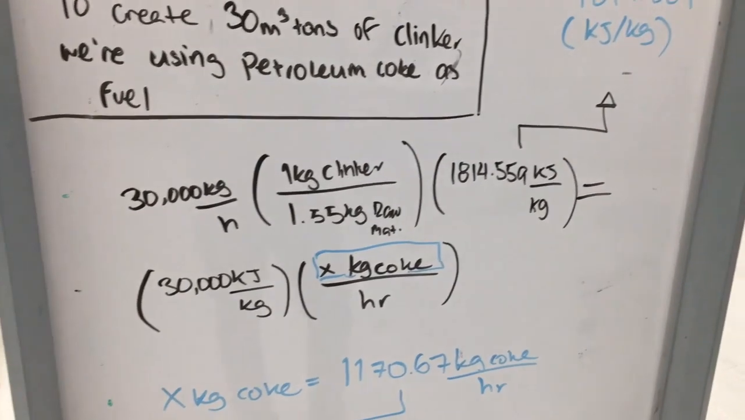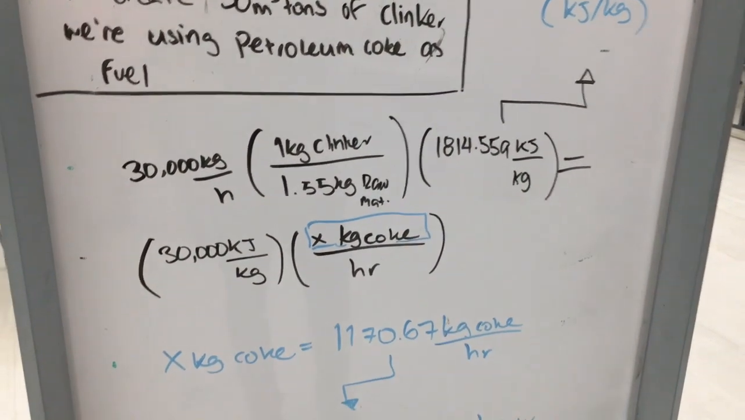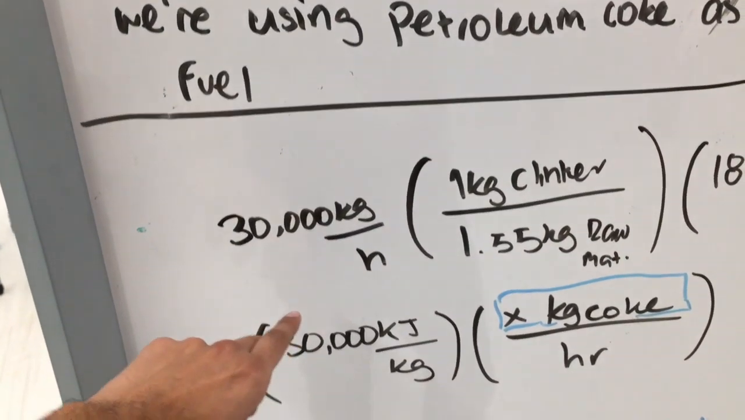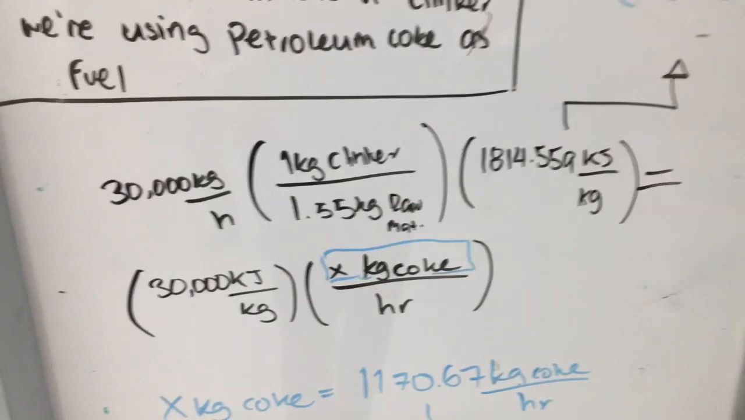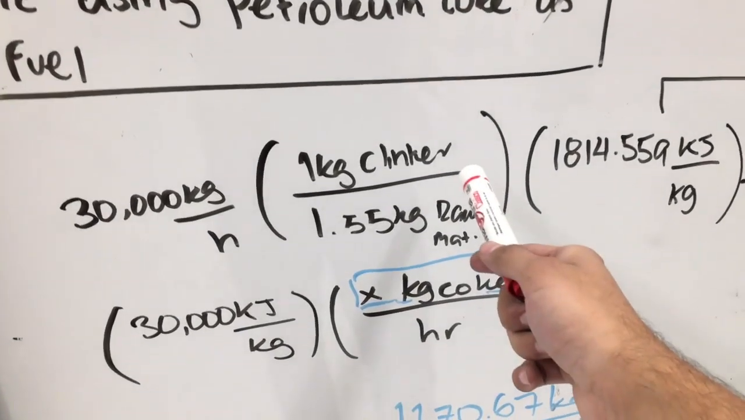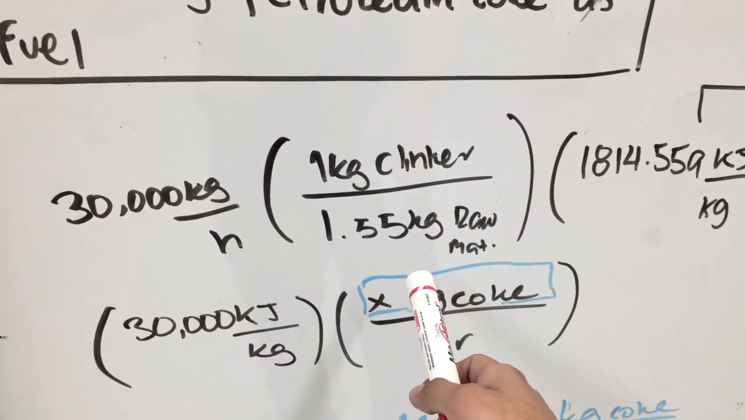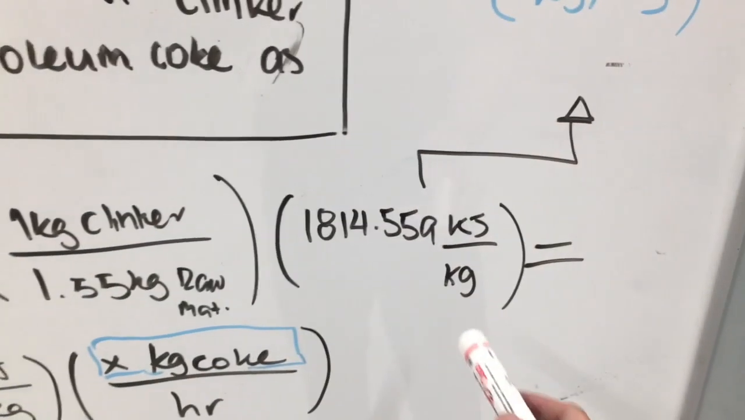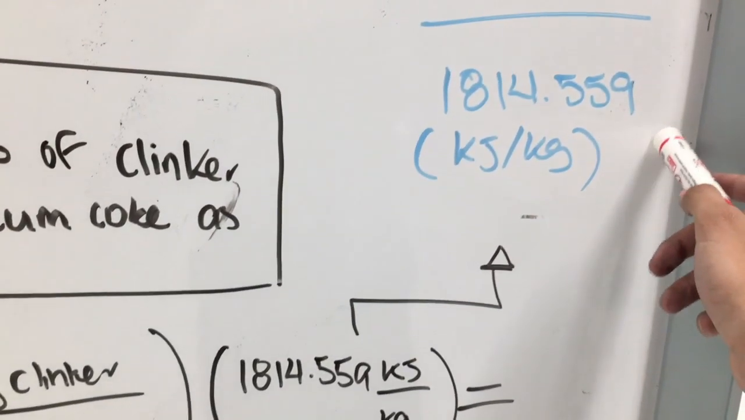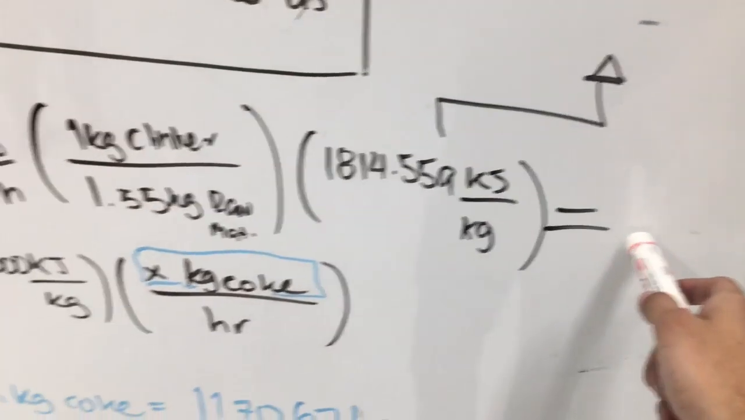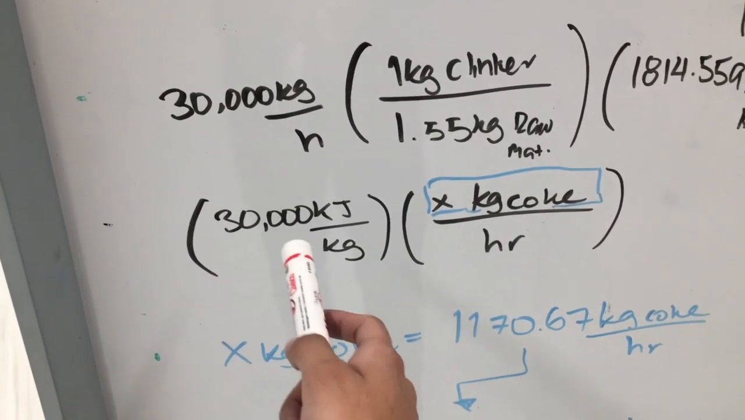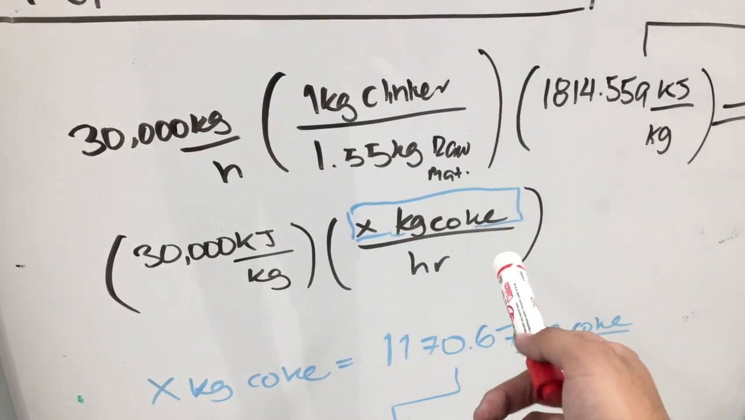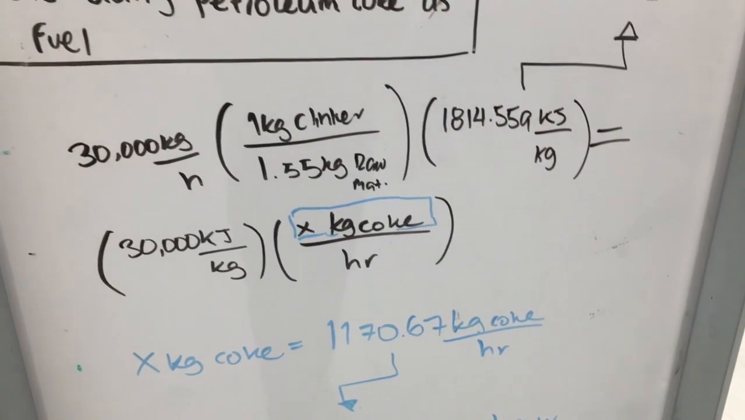The 30 metric tons of clinker, you can convert them to terms of kilogram per hour. Once you've done that, at the beginning of the problem, it is stated that for each kilogram of clinker, 1.55 kilograms of raw material have to be fed. And then you're going to multiply these two numbers by the total energy needed to create the process. And then that's going to be equal to the power energy of the petroleum coke times the mass of the petroleum coke, which we need to calculate to know how much of this fuel we're going to need.